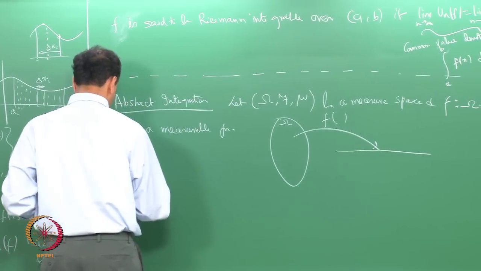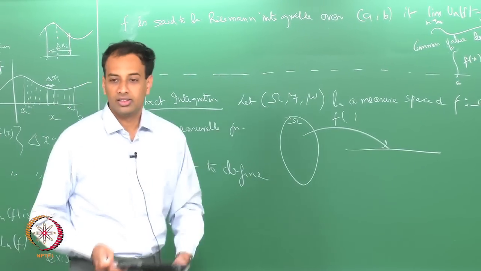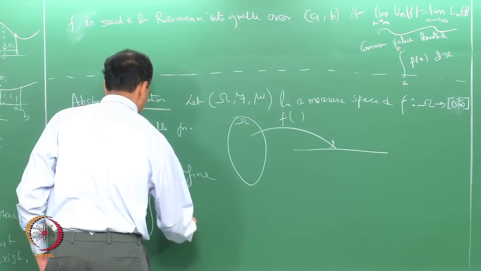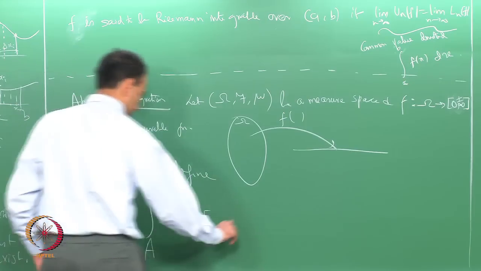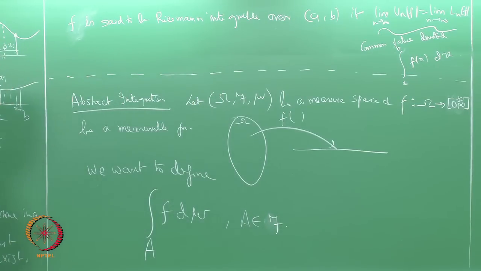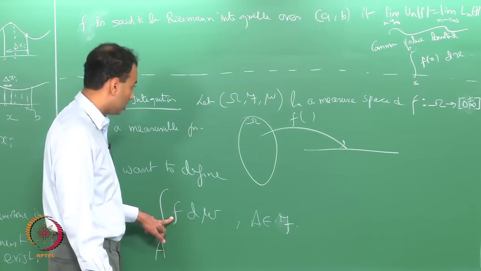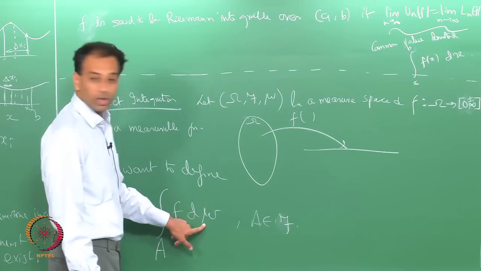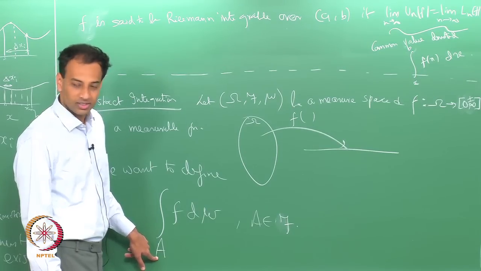We want to define the following abstract integral. So, we want to define integral f d mu over a measurable set A. So you have a measurable function from omega to R or omega to R union plus infinity minus infinity. You want to define the integral of a measurable function with respect to a measure over a measurable set. That is what we will define.